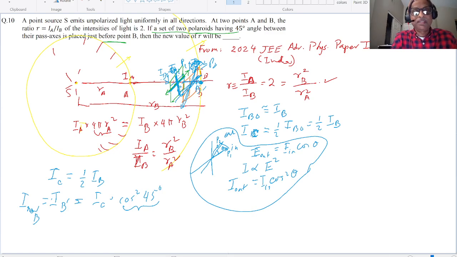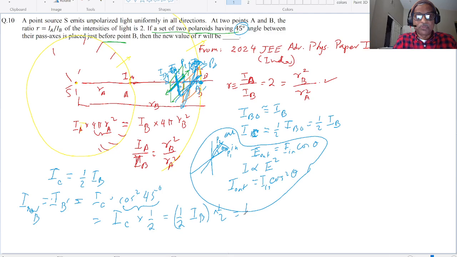I wish they had done something a little different, some other angle. You know, I would have placed maybe 30 degrees or 60 degrees. That will be IC times half, and IC is half IB, so this is half IB times half equals 1/4 IB. So the new IB prime is a quarter of the old IB.